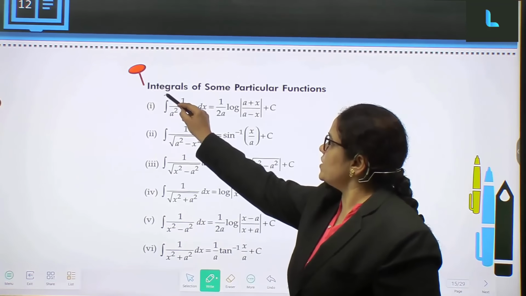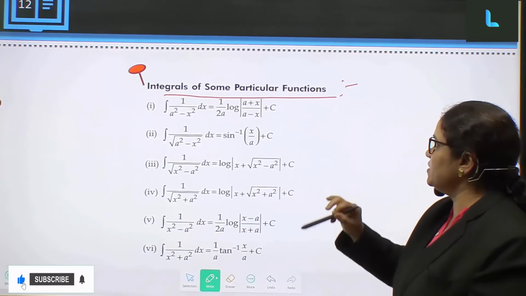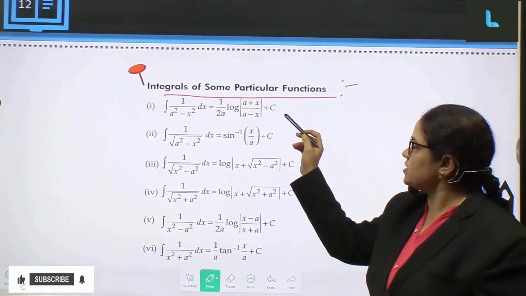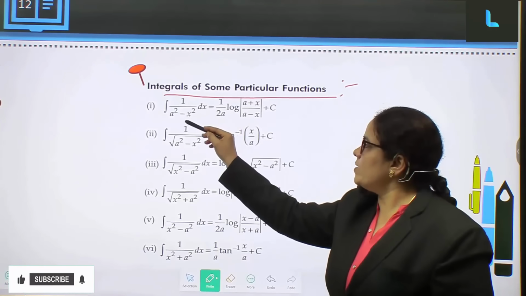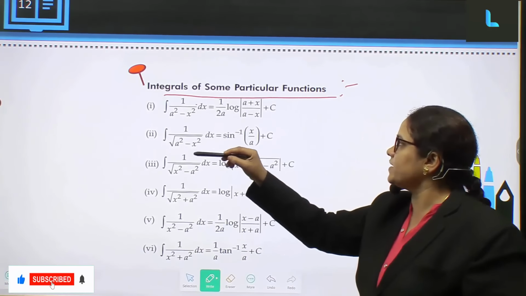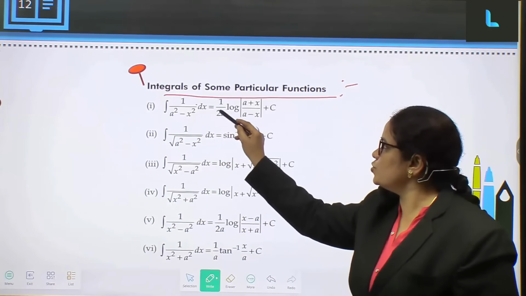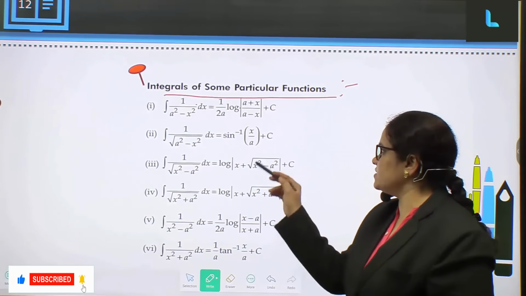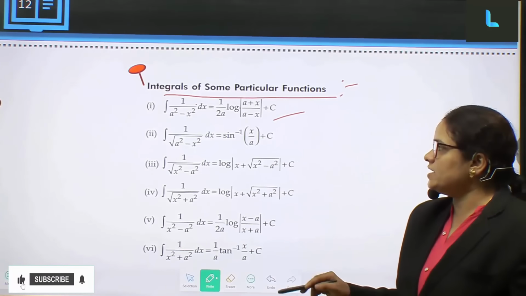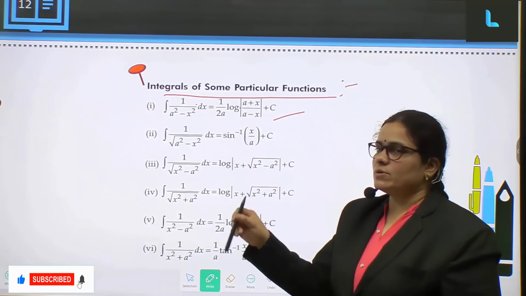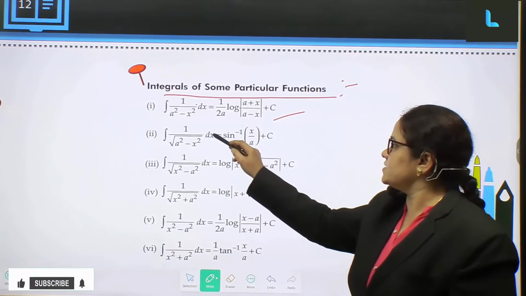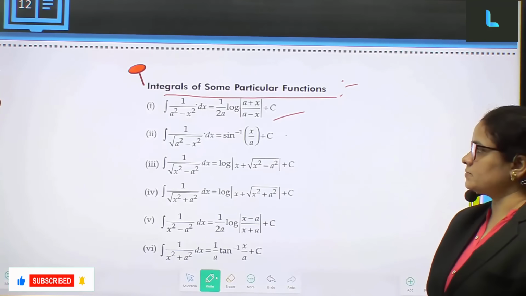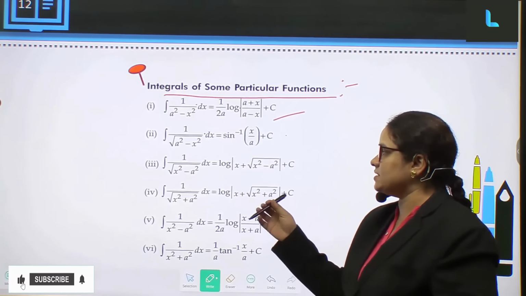The next topic is integrals of some particular functions. The first particular function is integral 1 by (a square minus x square) dx, and this value is equal to 1 by 2a log of mod of (a plus x) by (a minus x) plus c. The next one is integral 1 by square root of (a square minus x square) dx equal to sin inverse x by a plus c.